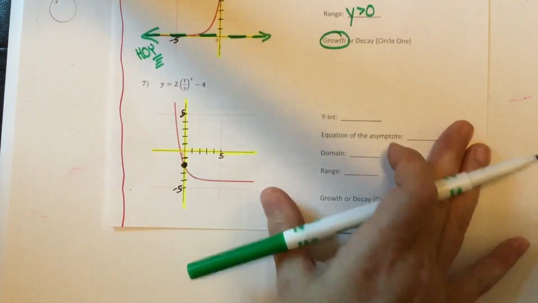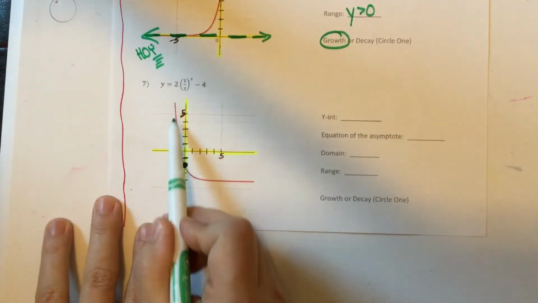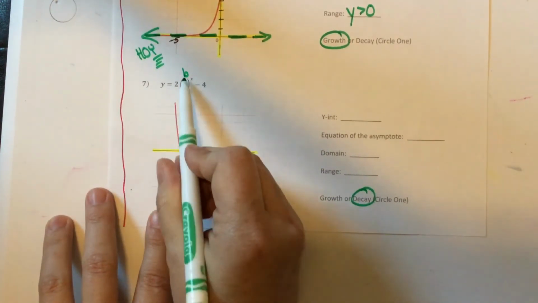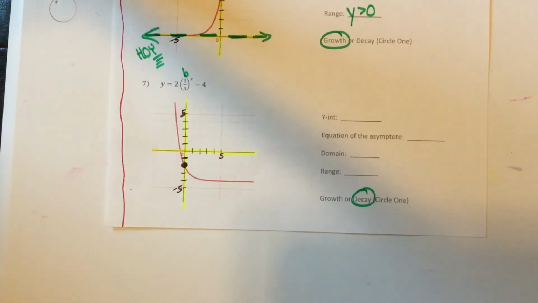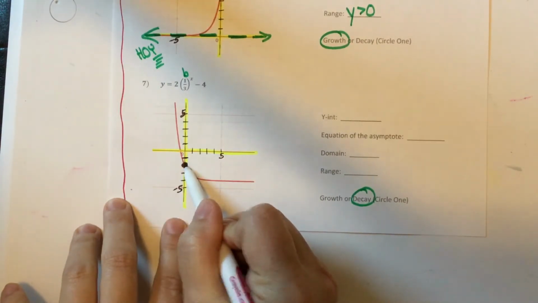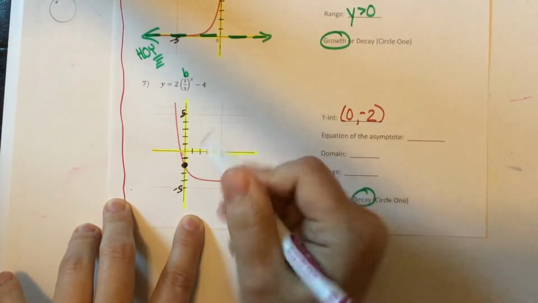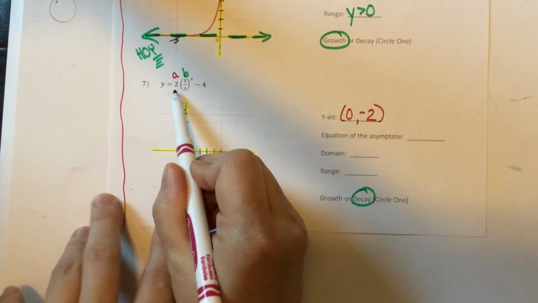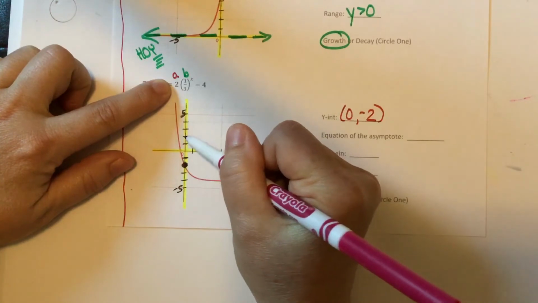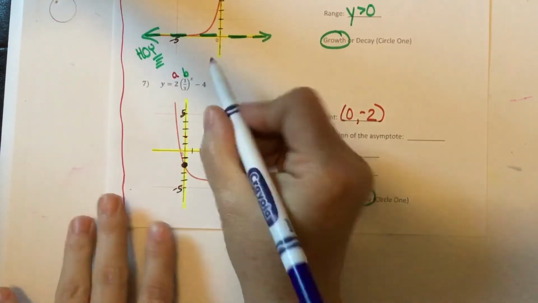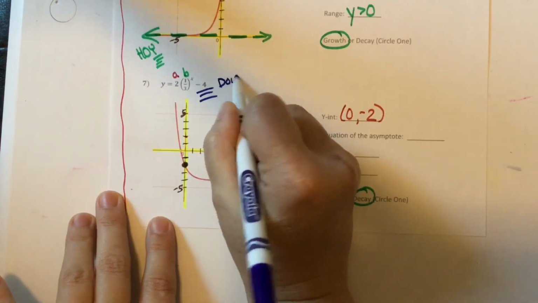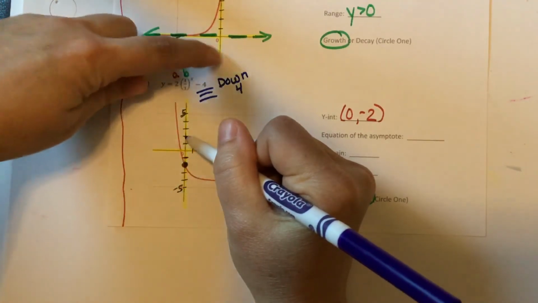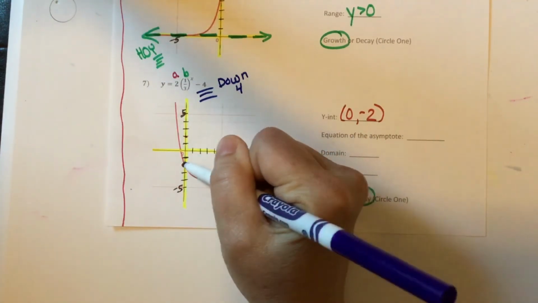All right, now number 7. This one is decay. It's going down from left to right. I also know it's decay because my b is not bigger than 1. It's somewhere between 0 and 1. My y-intercept is here at -2 because that's where the graph is touching the y-axis. Now, that's not what it said it was going to be in the equation. It said that the y-intercept was going to be a +2, but this -4 in the back is making your graph go down 4. So the y-intercept that we thought was going to be at 2 went down 4: 1, 2, 3, 4, and that lands them at (0, -2).